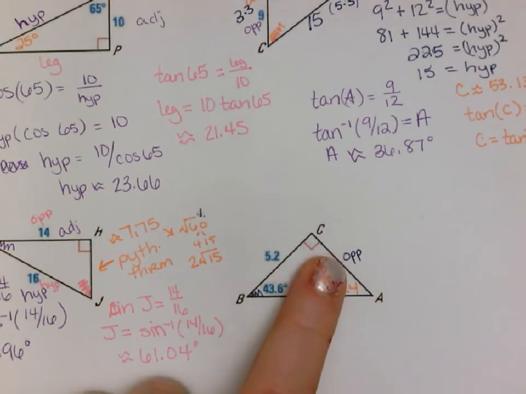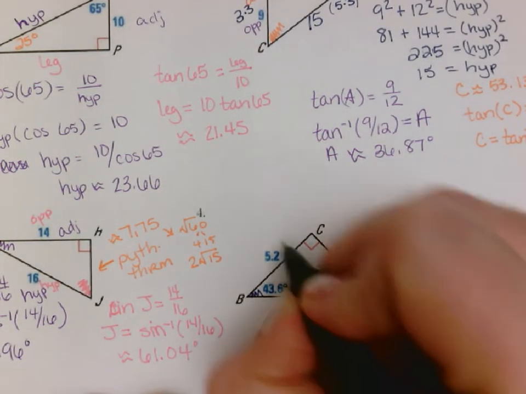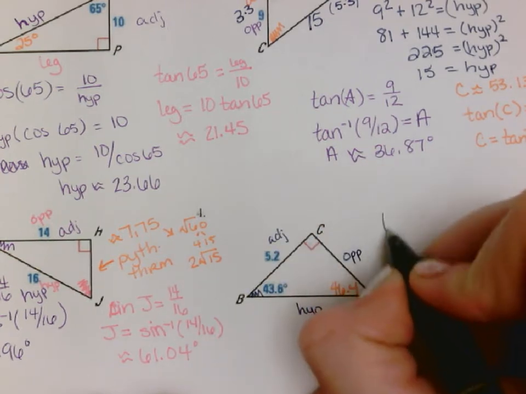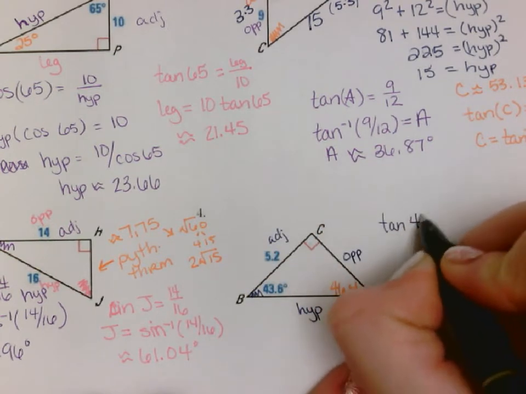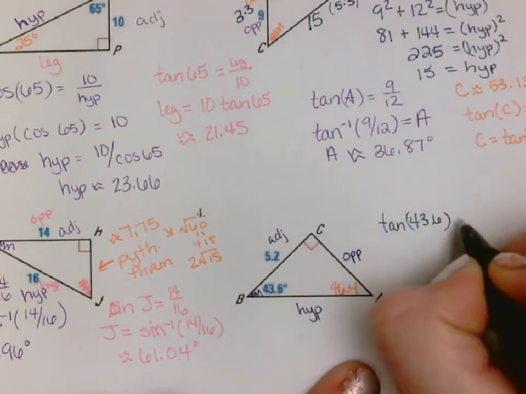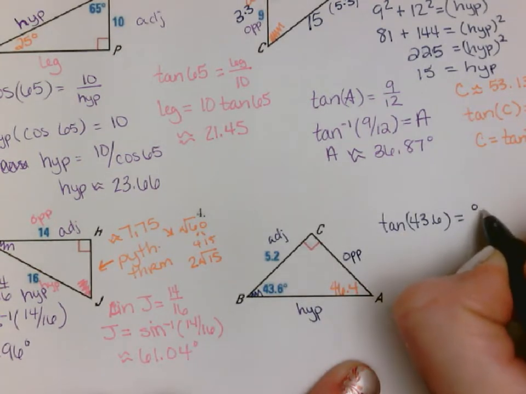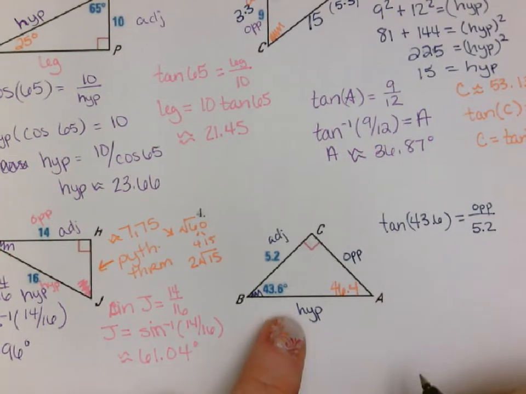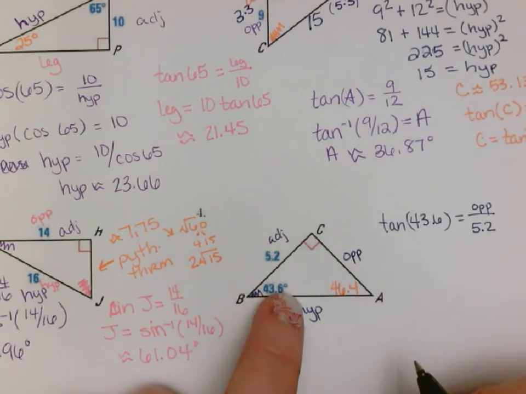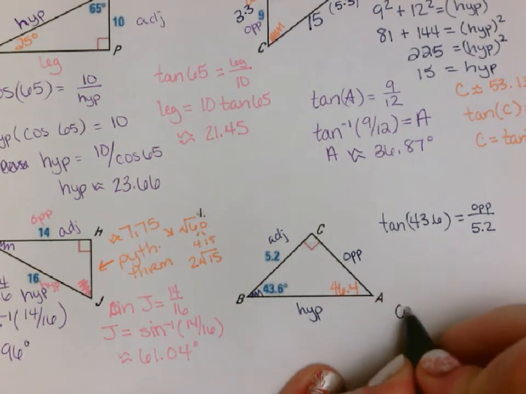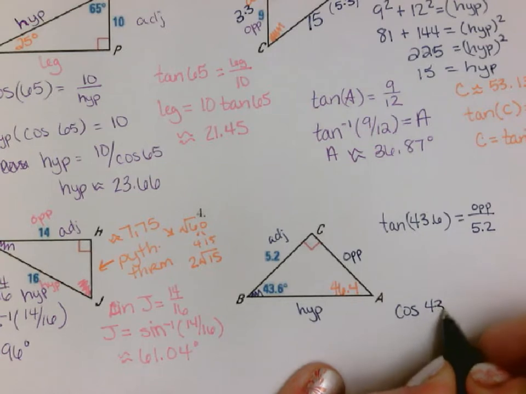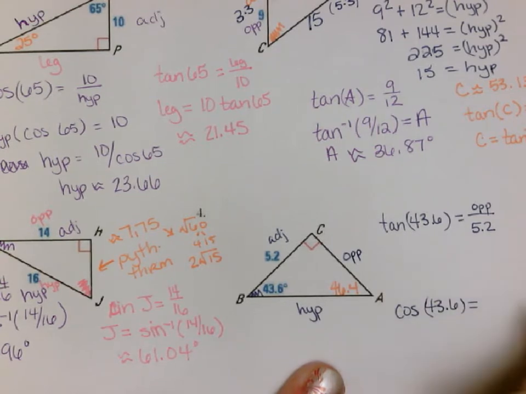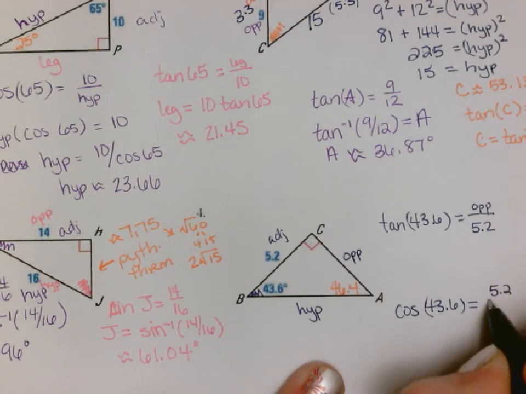To find opposite, you'd be looking at tangent and adjacent. So tangent of 43.6 is equal to opposite over 5.2. To find the hypotenuse, I would use adjacent and the hypotenuse. So cosine of 43.6 would be equal to 5.2 divided by the hypotenuse.